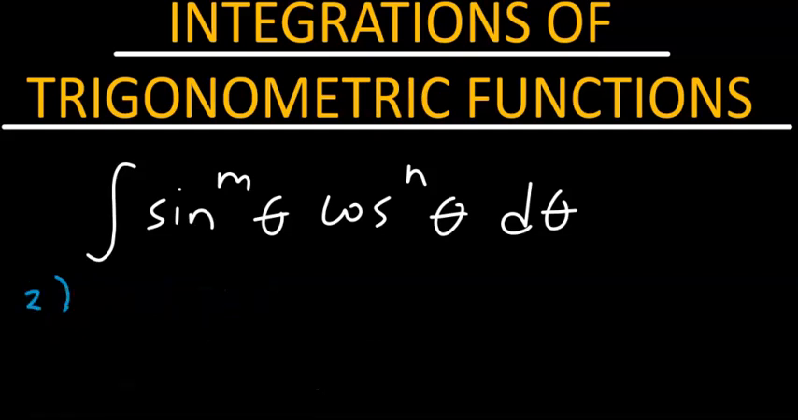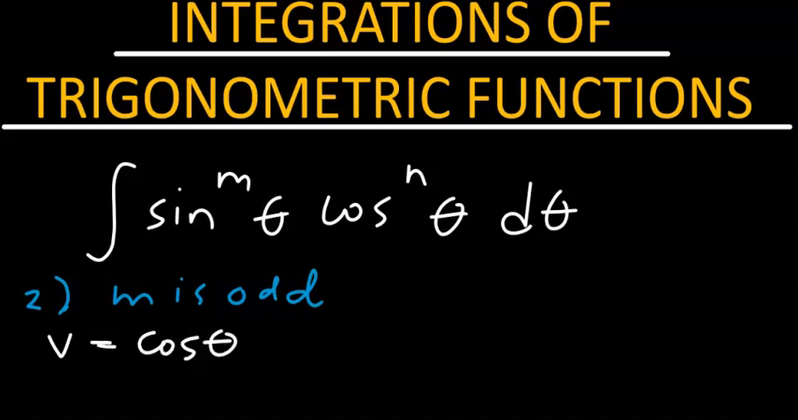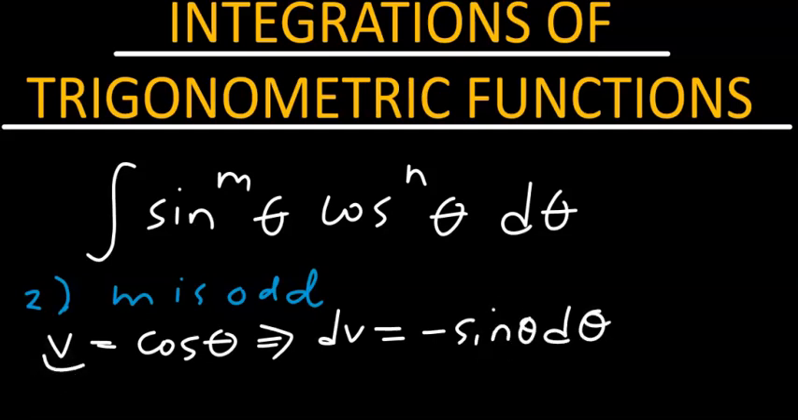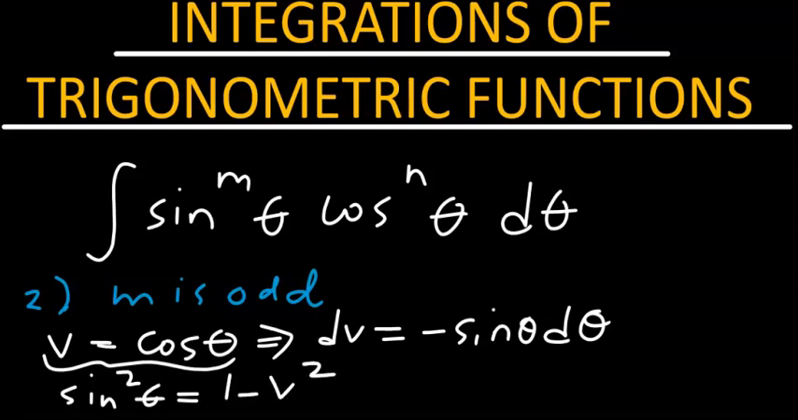Second possible substitution, if m is odd, namely the power of sine is odd, then the following substitution could work. We could substitute v for cosine theta, which then implies dv, or the differential of v, to be minus sine theta d theta. V being cosine theta implies sine squared theta is 1 minus v squared.